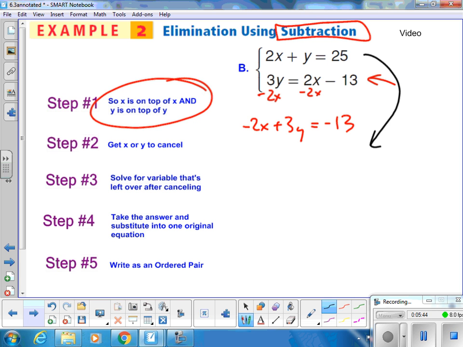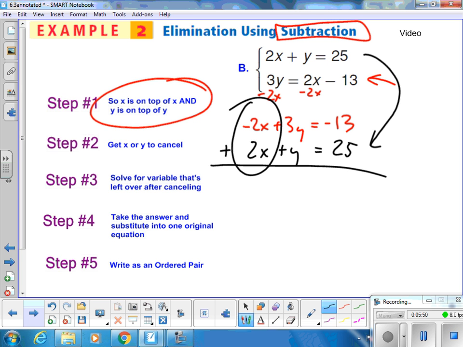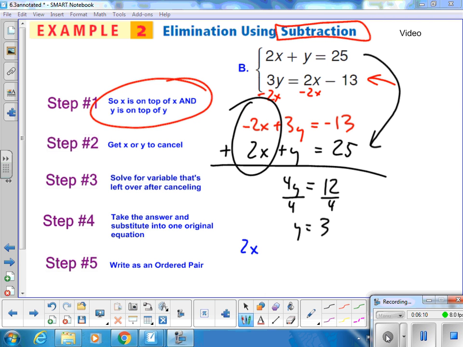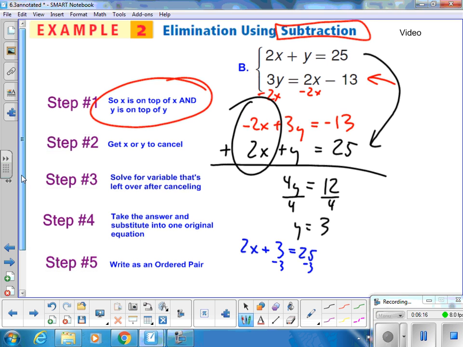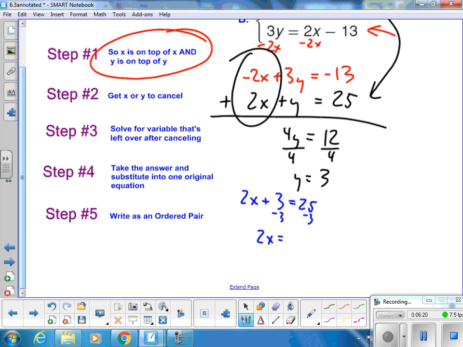I'm going to pull my first equation around. Ooh, look at that. These cancel out. Nice. So now I have 4y equals 4, y equals 3. I'm going to solve for x now. So let me do 2x plus 3 equals 25, minus 3. 22 divided by 2. x seems to be 11. So my coordinate seems to be 11, 3. Seems to be my solution.